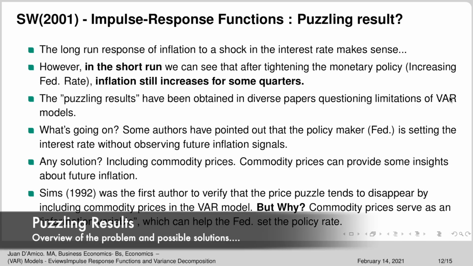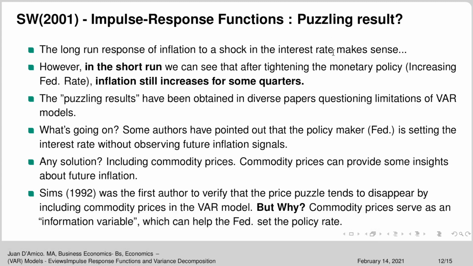So now let's go to the puzzling result. Again, the long run response of inflation to a shock in the interest rate does make sense. However, in the short run, we can see that after tightening the monetary policy, this is, increasing the Fed rate, inflation still increases for some quarters. So the puzzling results have been obtained in diverse papers, questioning limitations of VAR models. But what is going on?